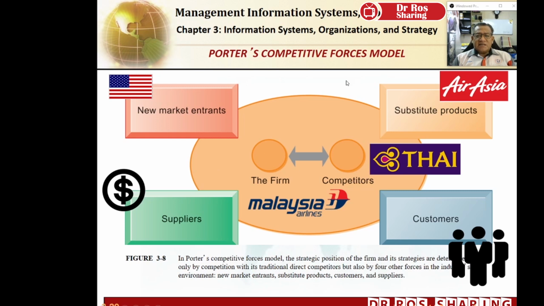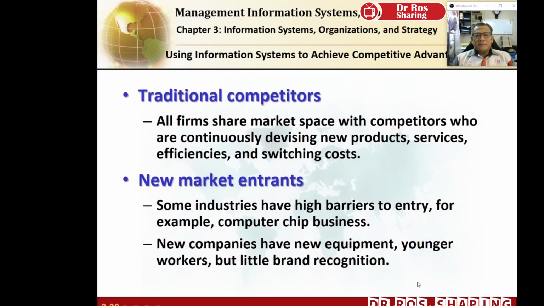So those are basically the five Porter's competitive forces that compete with each other, pushing and pulling each other in order for them to survive and have a good competitive edge in their business operation. Okay, this is what is being explained in that diagram.